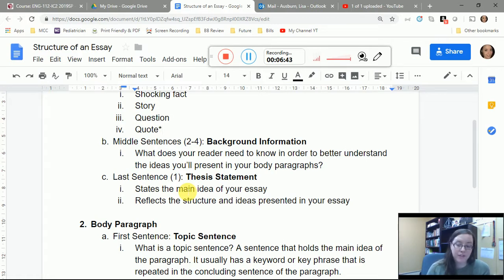If you're writing a scholarly article in your future, or something like for my English 112 class, I ask my students to do much more elevated writing. That background information might lengthen, but for a basic essay that's anywhere from 2 to 3 to 4 pages, you really don't need that much in your introduction. All you need to know for your background information is, what does the reader need to know in order to better understand the ideas and the thoughtfulness that you'll present in your body paragraphs?